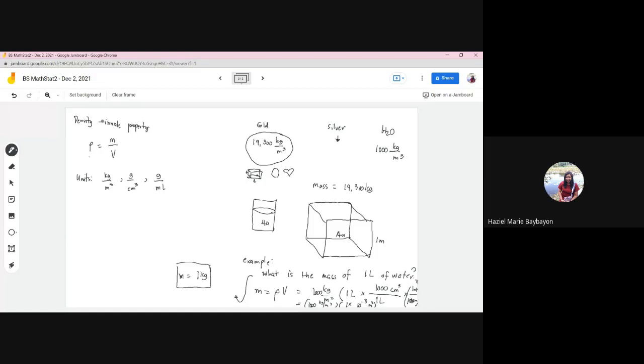Again, we define density as the measure of the compactness, or how compact a substance is. The compactness. Na ba yung word nga compactness, class? The measure of how compact a substance or a material is. Okay? So that is the density.